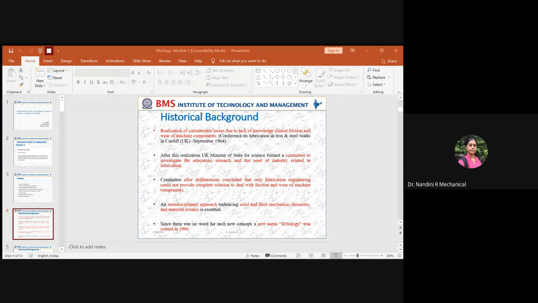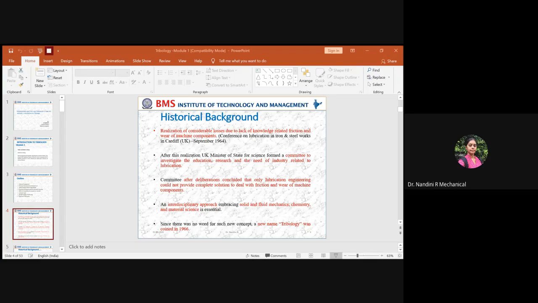Once they coined the word tribology in the year 1966, they started to use these concepts in terms of basic mechanisms, basics, and solutions related to interfacial behavior.